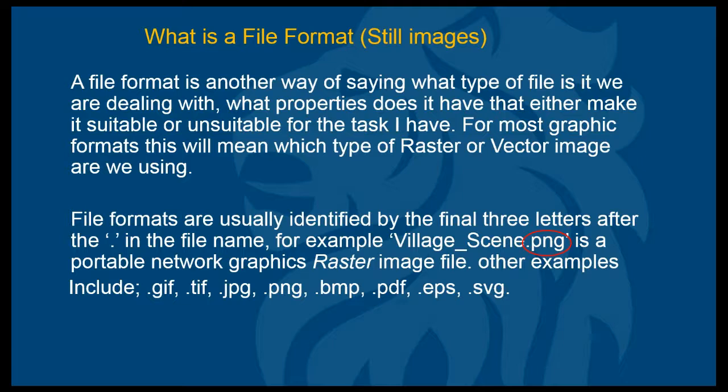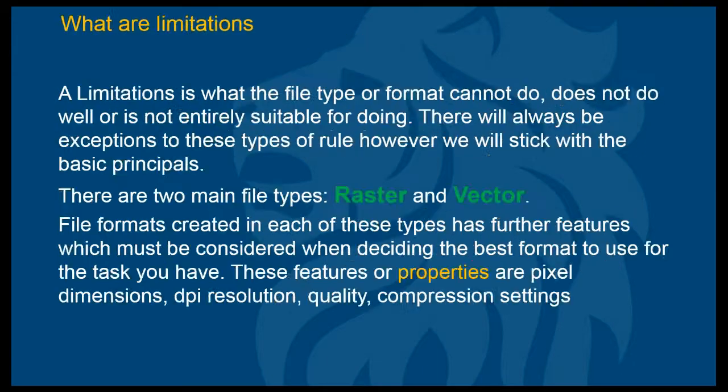So as an example here, I've given you village underscore scene dot PNG, and the PNG in this case is a portable network graphic, which is a raster image file type. Other examples include GIF, TIFF, JPEG, bitmap, PDF, and then EPS and SVG on the vector side.